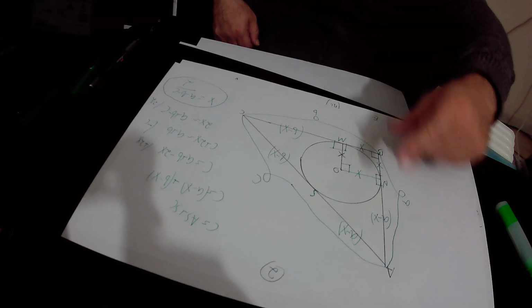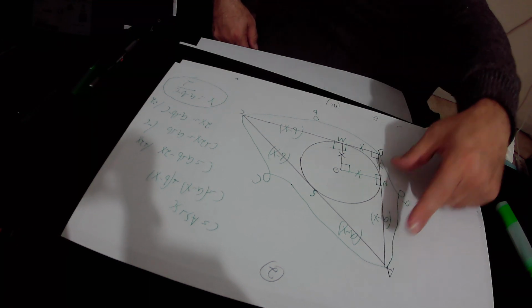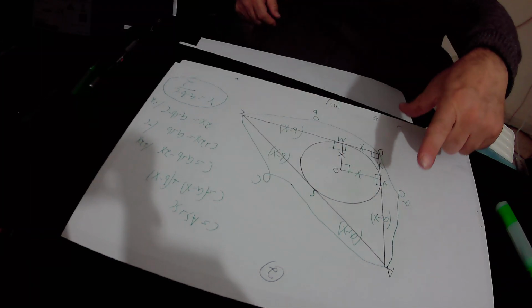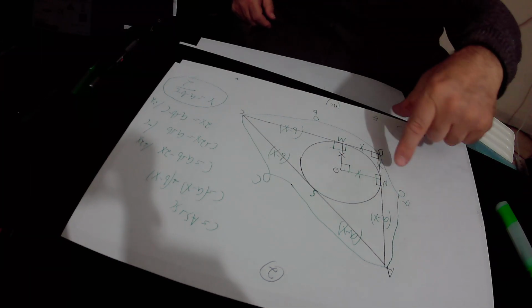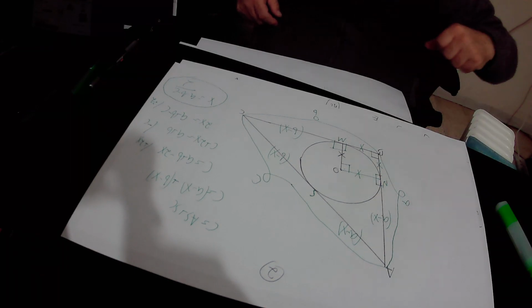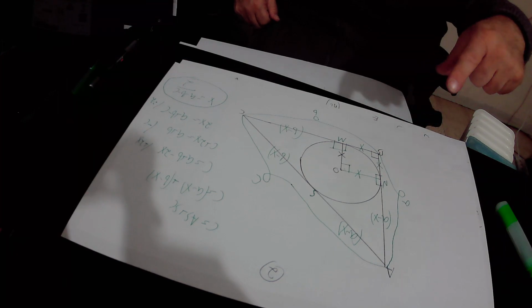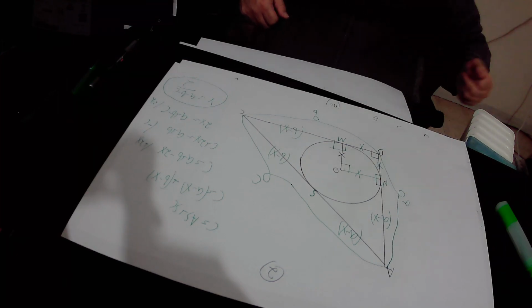What is the length of line segment AN? From the drawing it is very easy to see that AN equals AB minus NB. So AN equals AB, that is A, minus NB, that is X. So in total, AN equals A minus X.